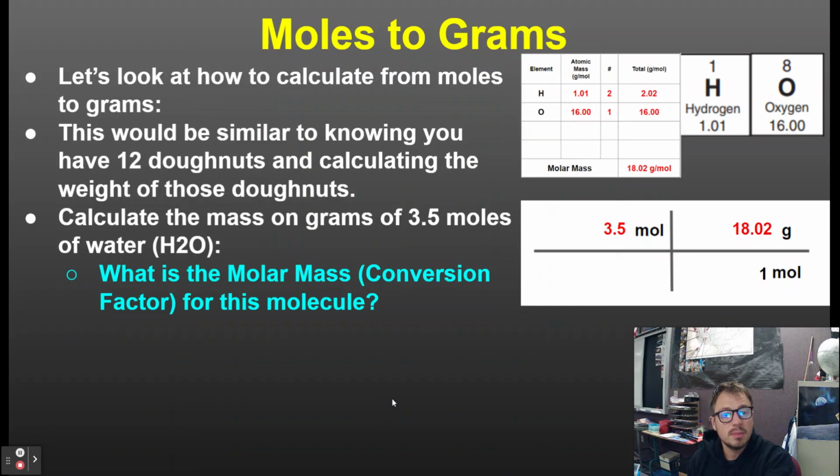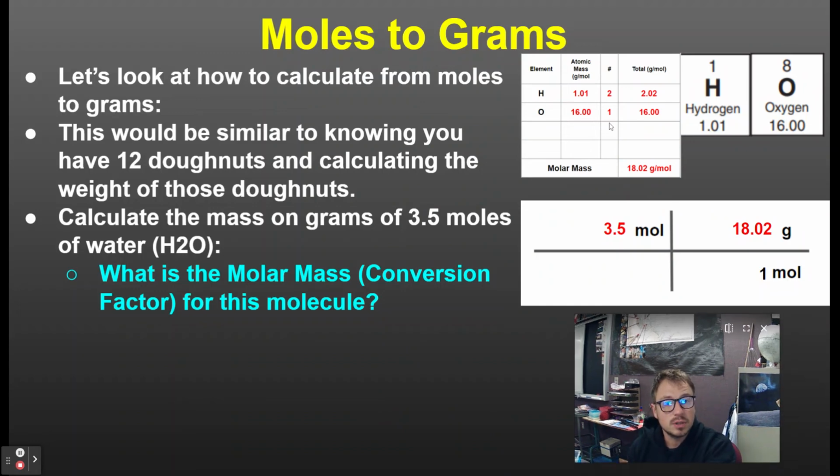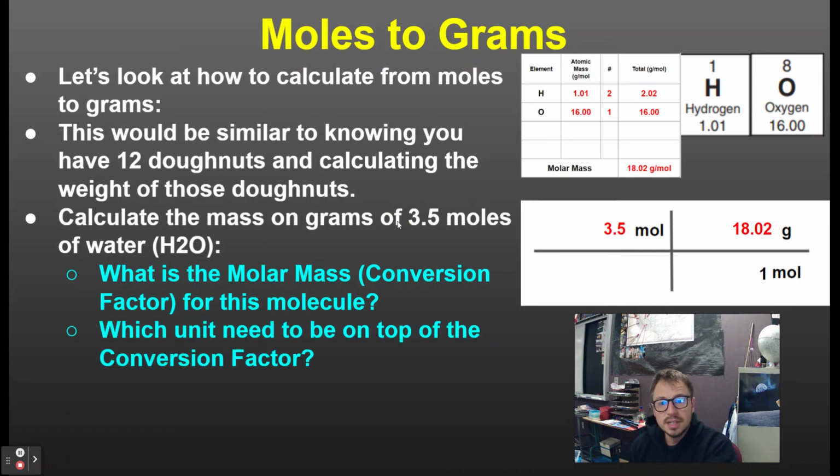So the first step is find the molar mass. Now we've already done this before. So look, I've already found the molar mass of water, 18.02 grams per mole. So what unit needs to be on top of the conversion factor? Well, it's asking me to find the mass in grams. So notice I've got 18.02 grams per 1 mole. So that's how I set that up.